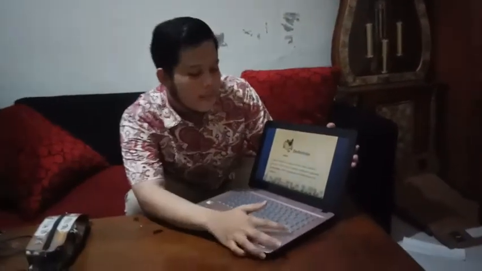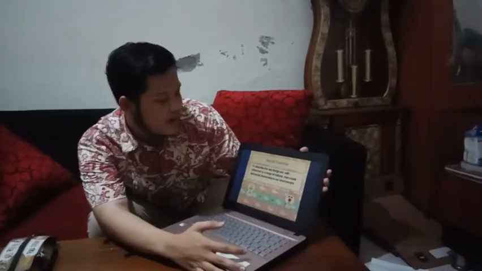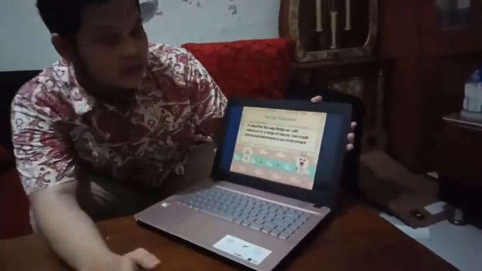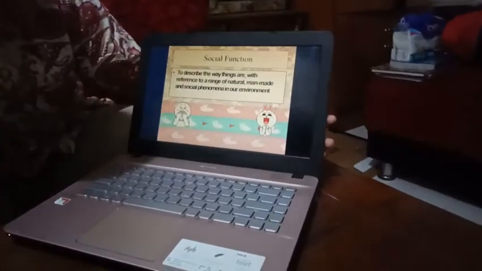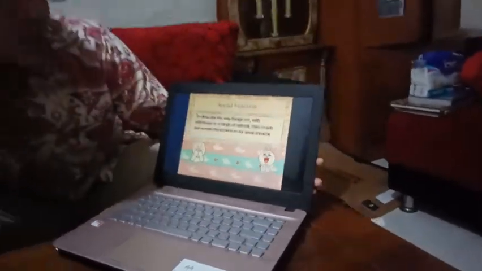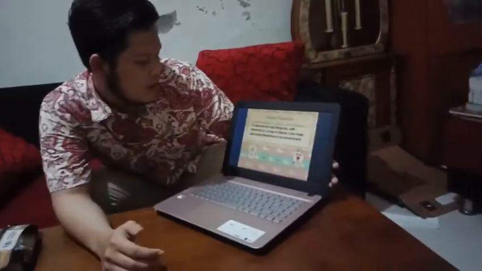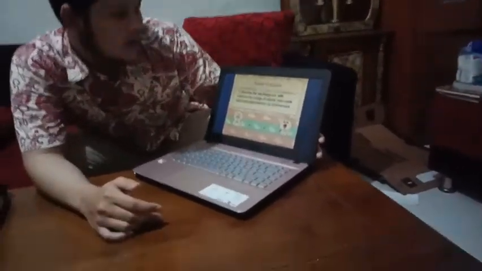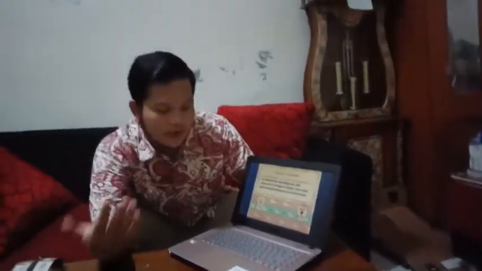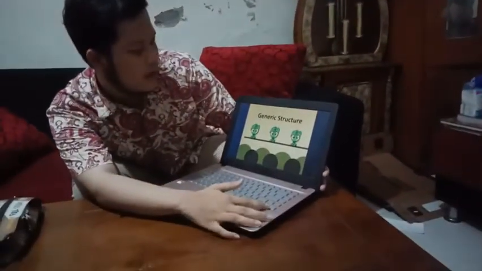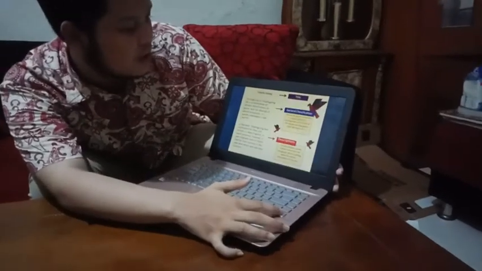And the next is the social function. It's not only about animals. You can also describe phenomena. You can describe the environment. You can describe a row of flowers, about flowers and anything. And then the generic structure.